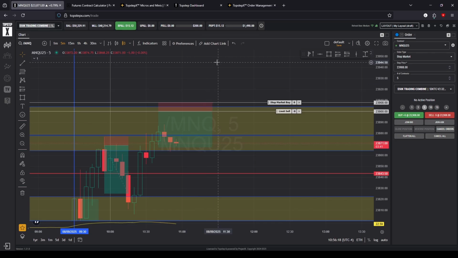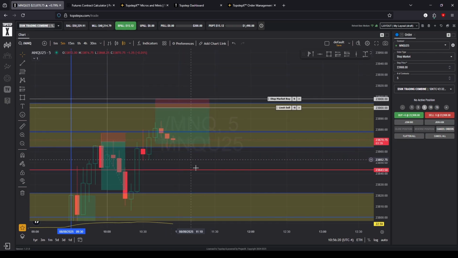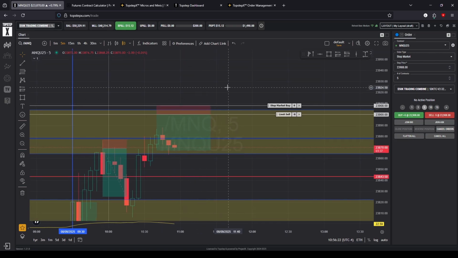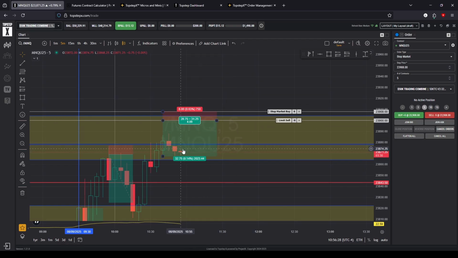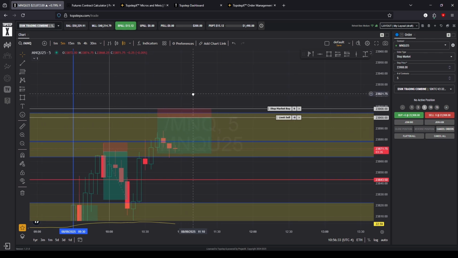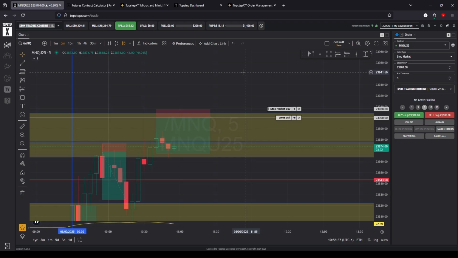I mean, this could easily just break through here and, you know, go anywhere. And yeah, if I were to bet, I would bet that it might go back, or no. Okay, never mind. I don't know why I said that. I just want to take this trade here, man.